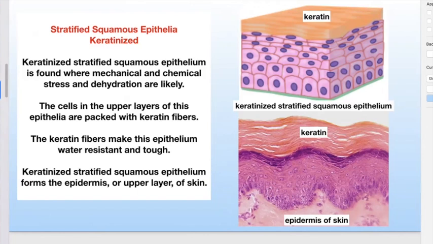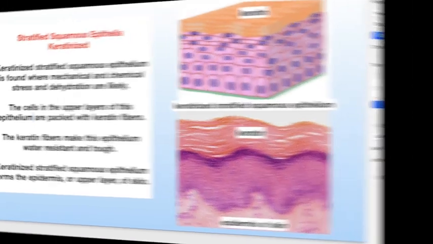Keratinized stratified squamous epithelium is found where mechanical and chemical stress and dehydration are very likely. The cells in the upper layers of this epithelium are packed with keratin fibers. The keratin fibers make this epithelium water resistant and tough. Keratinized stratified squamous epithelium forms the epidermis, or the upper layer of skin. And actually, keratinized stratified squamous epithelium is only found in the skin.